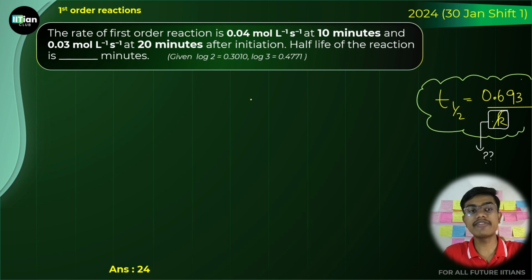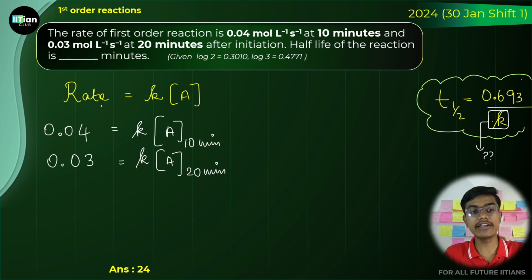We know half-life of the first order reaction is given by ln2 by k. ln2 is 0.693. In this expression, we should find only k. If we know the k, we can substitute over here and we will be getting the half-life of the first order reaction. We know rate of a first order reaction is written as rate is equal to k into concentration of A. We are given with two different rates and two different concentrations. Let's write that now.